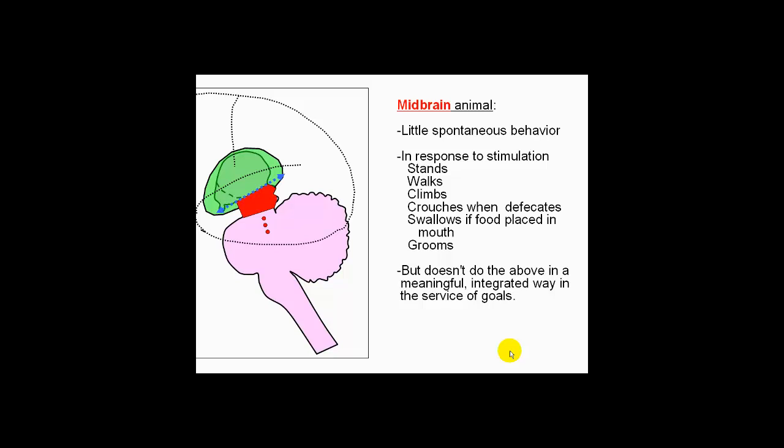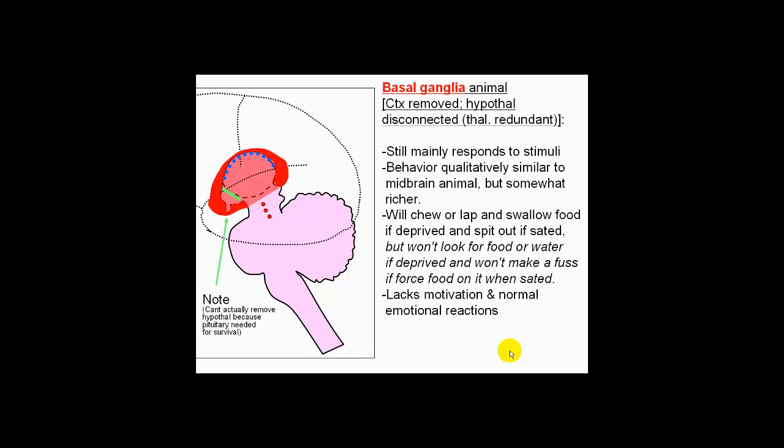If we go still farther up, the animal I was just talking about was called a midbrain, or mesencephalic, animal, because the midbrain is the highest part that is mediating the behavior we were studying. If we go still farther up and ask about an animal that has its basal ganglia working, we get still another picture.